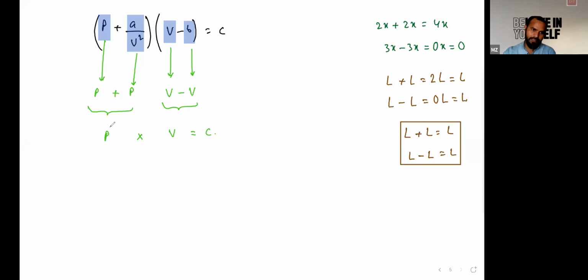Yusra, just see here, it is just P, for which the dimension formula is nothing but M L^-1 T^-2. And V is nothing but volume, so it would be L cube. So we have to multiply these two terms.